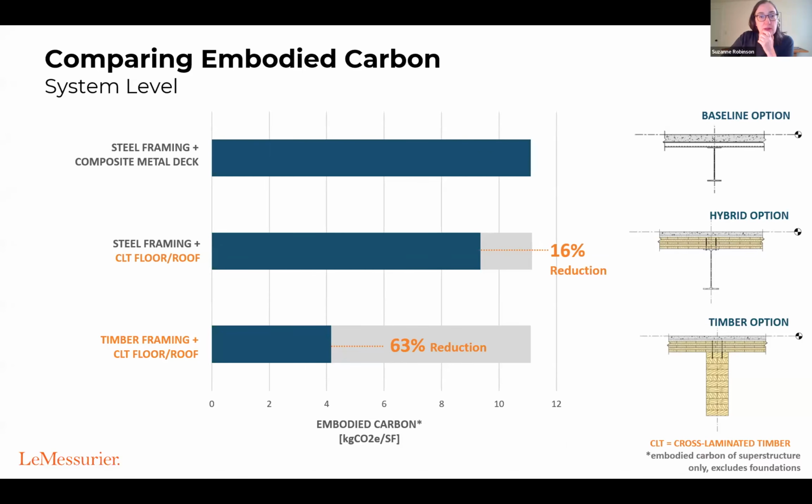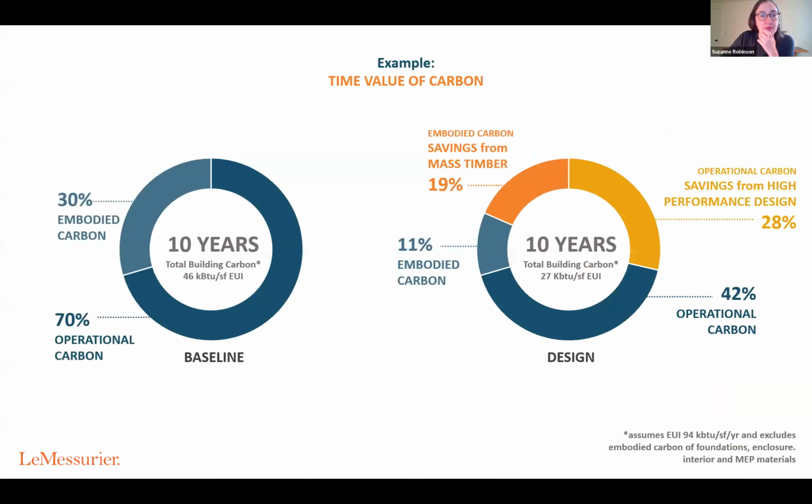So when we're looking at comparisons, here's an example of a project we were working on where we took the conventional steel framing and composite metal deck and then compared it to a hybrid option and then a mass timber option. And this is showing the reduction in embodied carbon for this project. It does not take into account the biogenic potential of actually absorbing some of the embodied carbon.